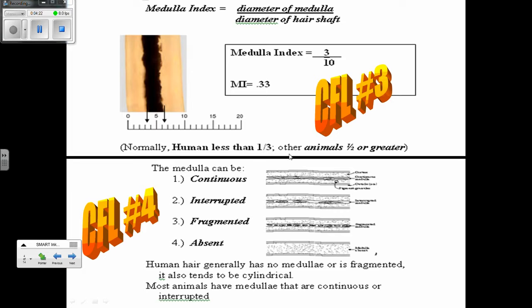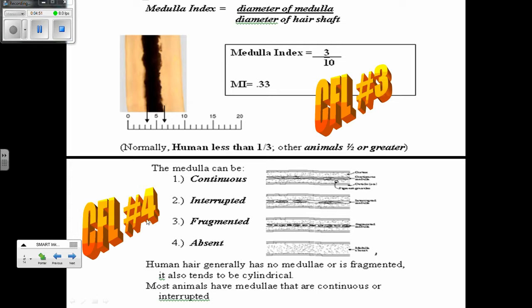Other animals, other mammals are typically going to be 1/2 or in some cases larger. And then we looked at the different medullary patterns that you can have. So when we look at the medulla, and I noticed when I was looking at some of your notes from when you watched my last video, a lot of you didn't have this written down. So if you don't have this, you're going to want this because this will show up later on. There's 4 patterns in medulla.